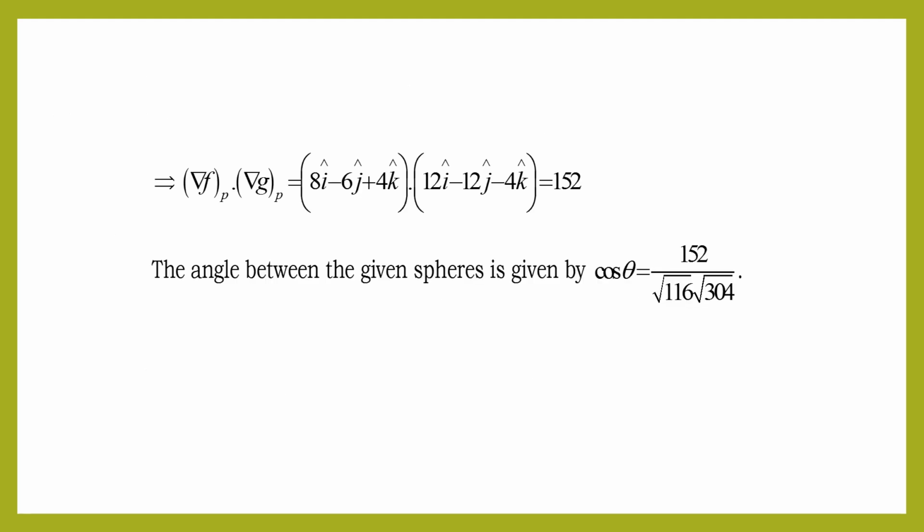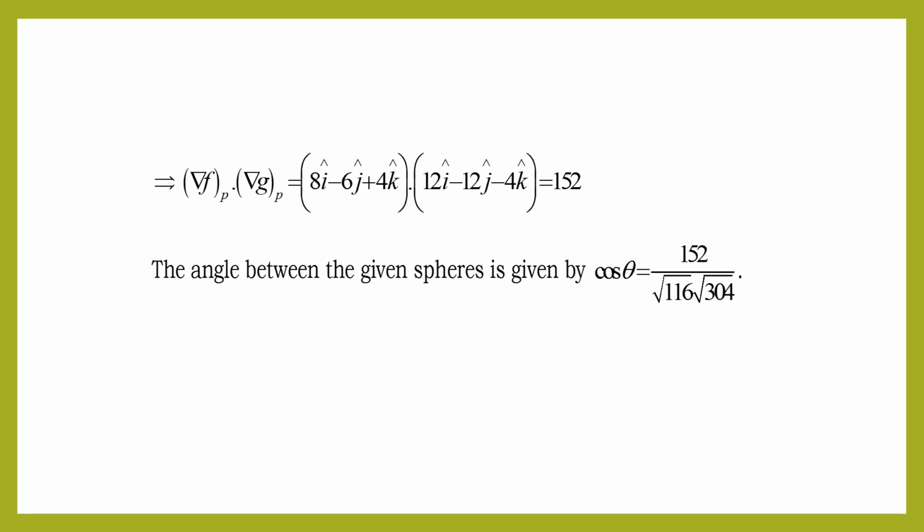To find the angle between the given spheres at the given point, now we need to find out the norms of del F and del G. Norm del F at P is equal to square root of 116. Norm del G at P equals square root of 304. You can find them very easily.